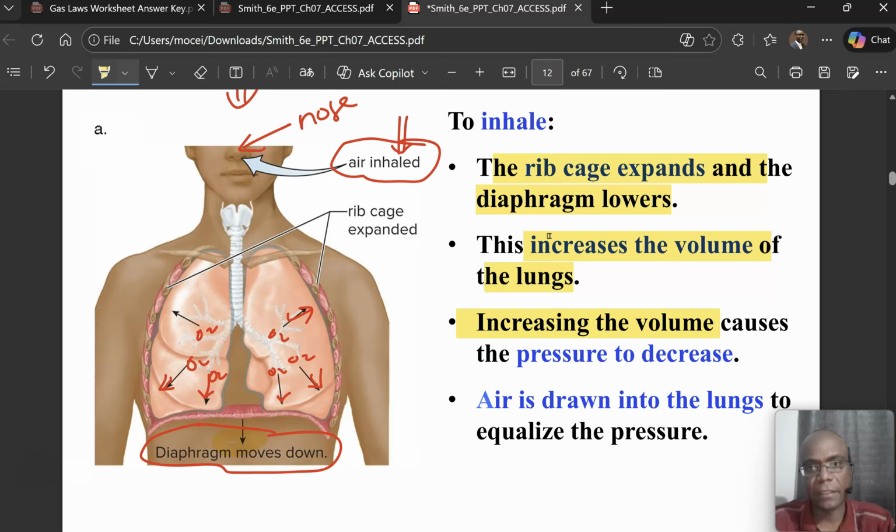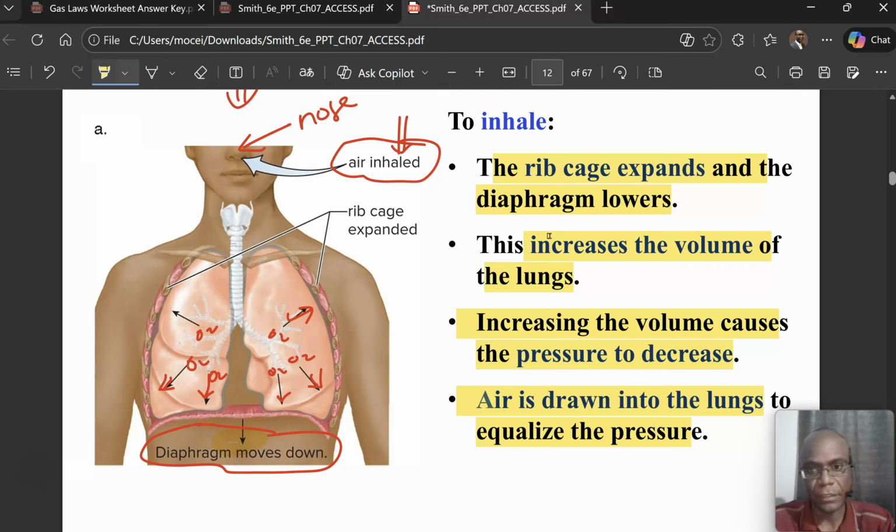So an increase in volume causes the pressure to decrease. You're increasing the volume, and then the gas has more space, so there's less pressure. Air is drawn into the lungs to equalize the pressure. That is the idea.